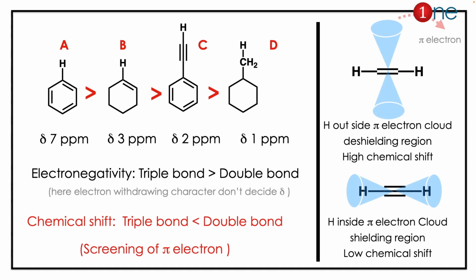Here the answer lies in the electron cloud. Normally the benzene hydrogens have a higher chemical shift because of the rotating electrons. The rotating electrons keep the proton outside, which is in the deshielding region. Next comes sp2, then sp3.